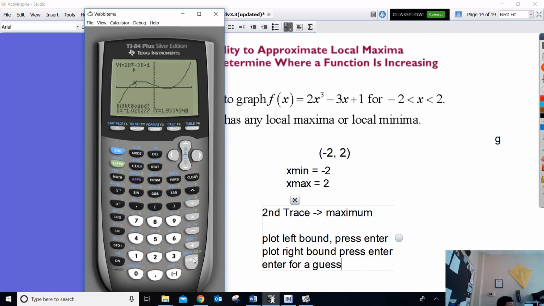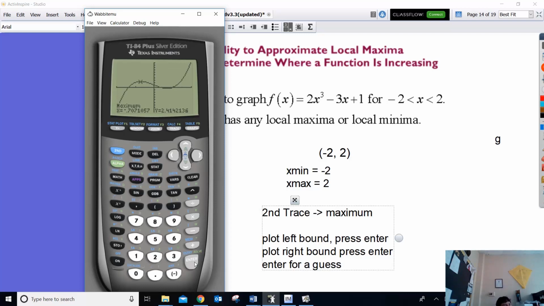Now what's it want? To get right. And that means you get to the right of where you think the maximum is. And then you press enter. And you press enter for a guess. Everybody should be getting that we have a local max of about 2.41. If you've got anything different, something is wrong. Every one of you should have that as a local max, about 2.41.